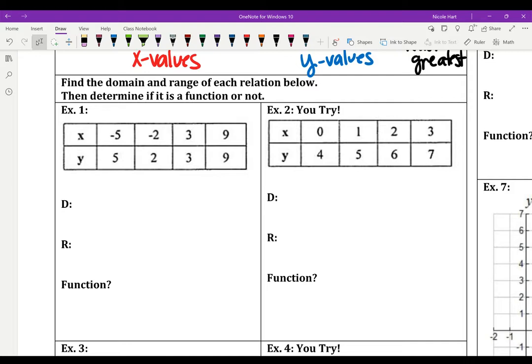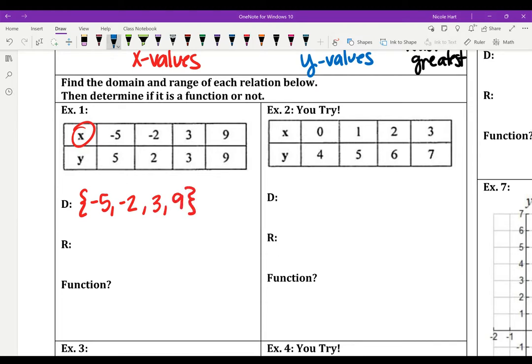When we are finding the domain and range of each relationship below, we are going to list out using some squiggly brackets and commas the domain and range. So for that domain, we're going to look at all those x values and we're going to order it from the smallest number to the biggest number. So our smallest number here is -5, then -2, 3, and then 9, and close that squiggly bracket.